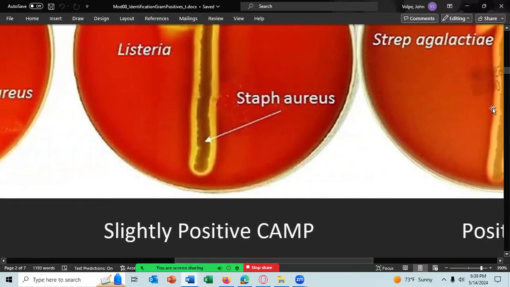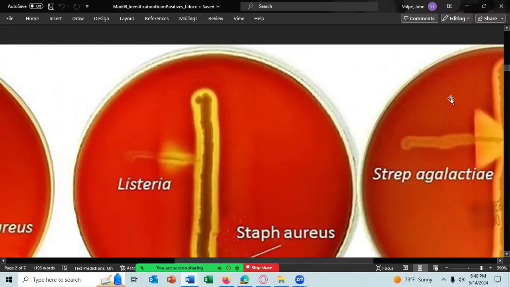Where we've streaked Listeria perpendicular to Staphylococcus aureus. And there you can see the Listeria and a very, very skinny beta hemolysis around Listeria. And in this region near Staphylococcus aureus, we see slight enhancement of the beta hemolysis by Listeria when it is grown near the Staphylococcus aureus. Any question about any of that?